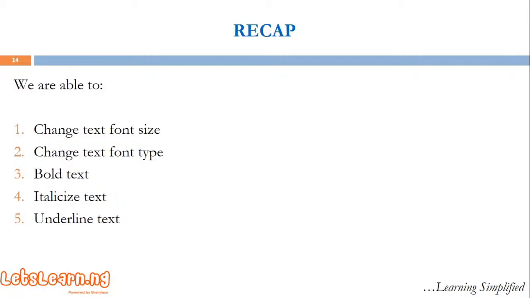Second, we were able to change text font type, which can also be called font or font style, from Calibri to Garamond, Arial, and Courier New. Third, we were able to bold text in our document by using a shortcut key, Ctrl B. Fourth, we were able to italicize text by using the shortcut key also, Ctrl I. And finally, we were able to underline text by using the shortcut key on our keyboard, Ctrl U.